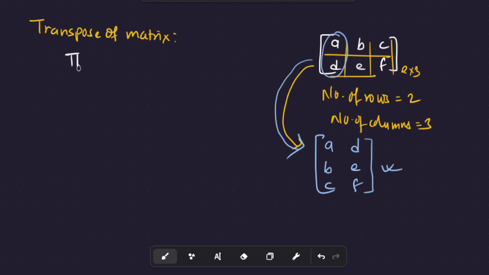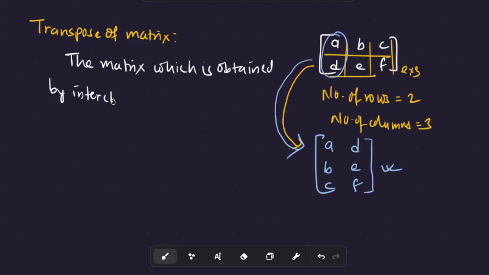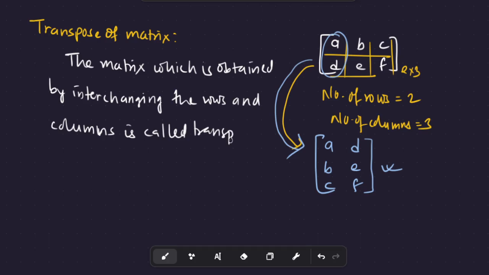Okay, transpose means the matrix obtained by interchanging the rows and columns is called the transpose of a matrix. Transpose means just transforming the matrix by interchanging the rows and columns.